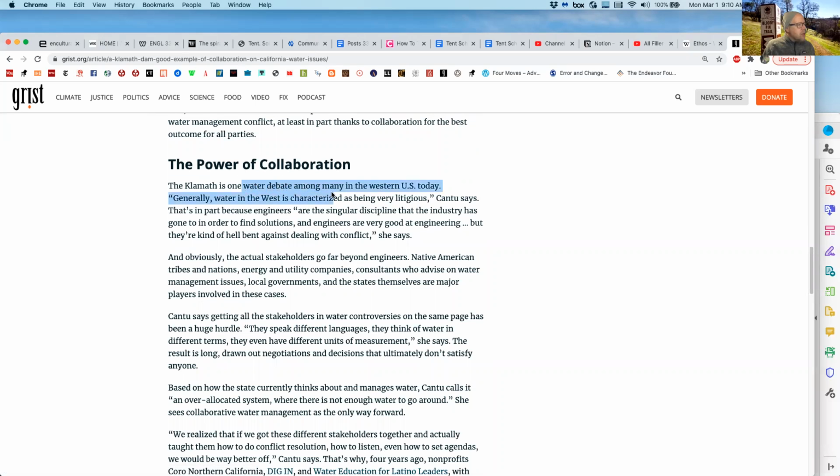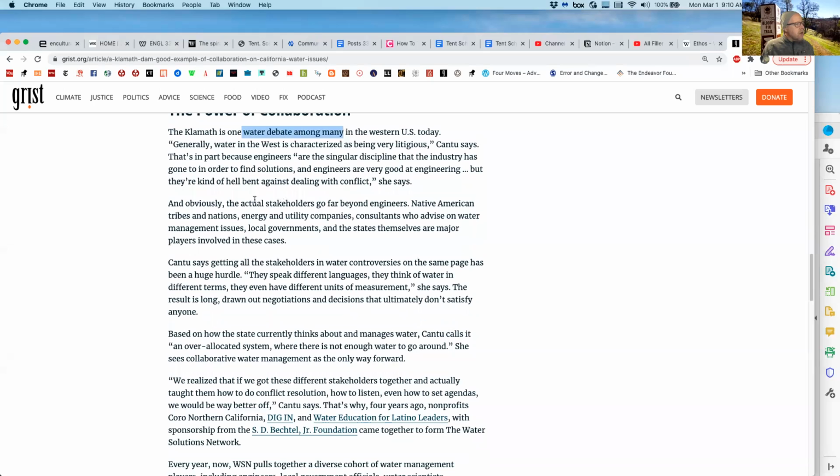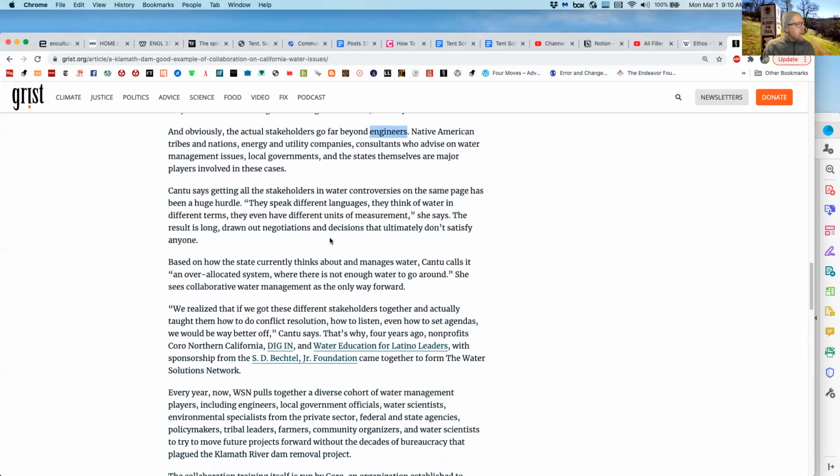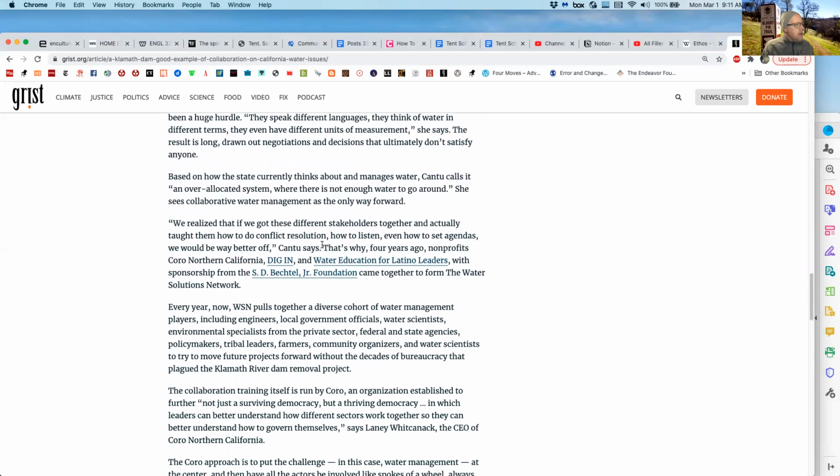So one water debate among many seems ideal. That seems like an interesting way to frame this. Local actual stakeholders are not just engineers. They are Native American tribes and nations. Getting stakeholders to the table or on the same page. Okay, so we see the value of collaboration here. And we realize if we got these stakeholders together and actually taught them how to do conflict resolution, okay, so we're not talking about rivers necessarily anymore. We're talking about people. And so arete and eunoia, right?